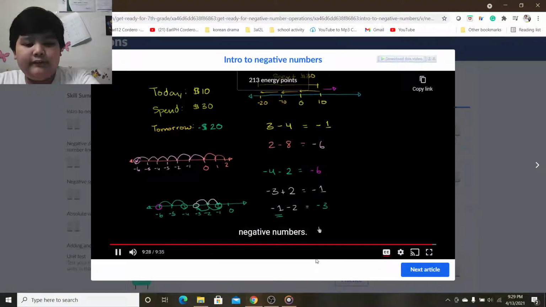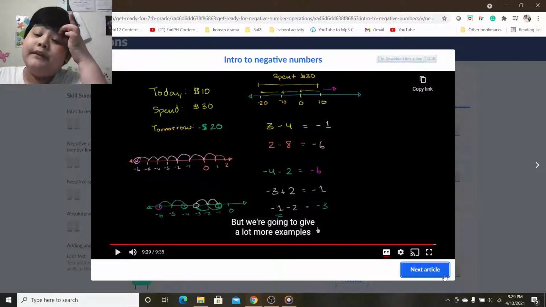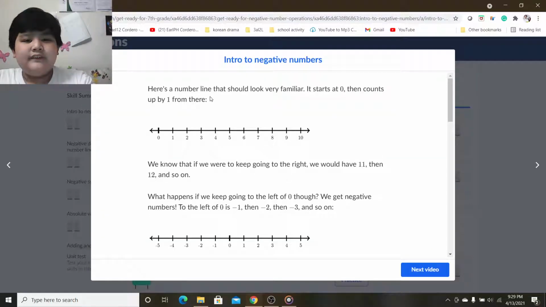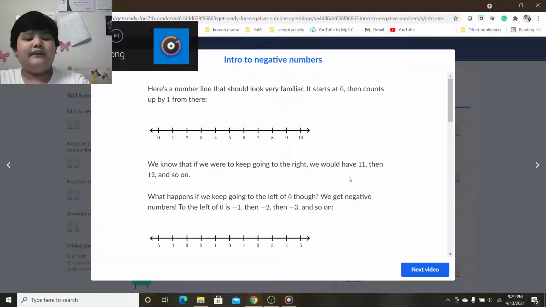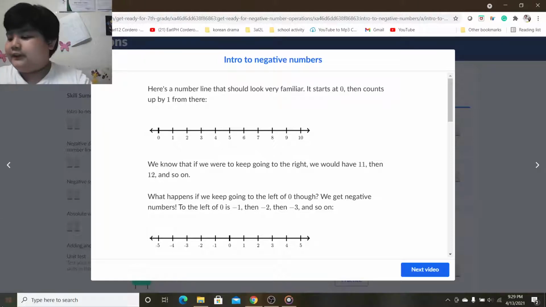Add, subtract negative numbers. He's just telling me how to add and subtract negative numbers. Here's a number line that should be familiar. It starts at 0, counts up from there. Well, thank goodness. IXL is more of a reviewing website. Oh, okay, you already know it, answer these kinds of things. But in this one, it actually teaches you, and you can skip it if you want.